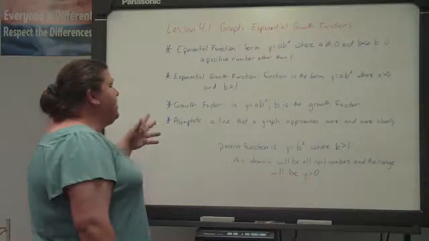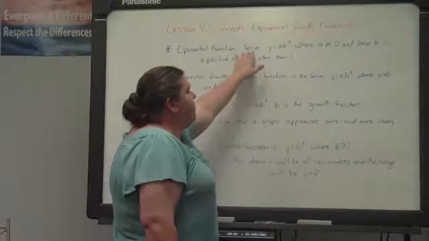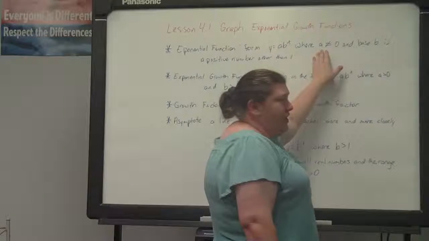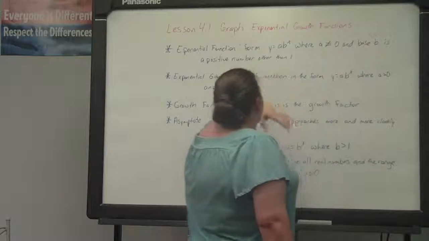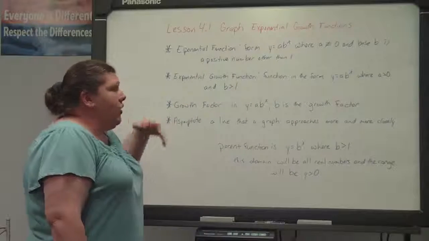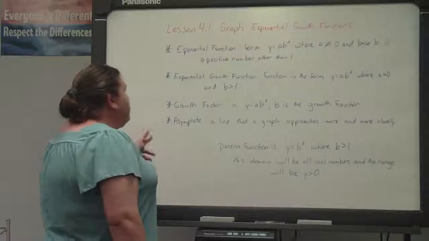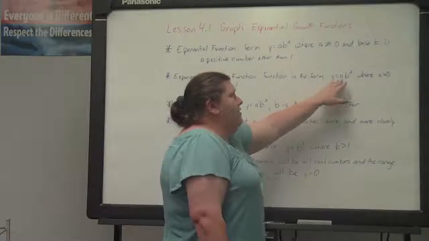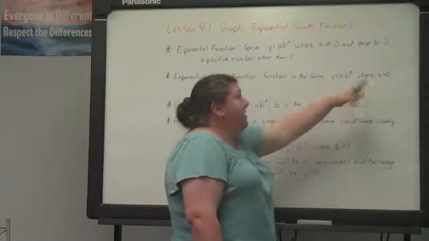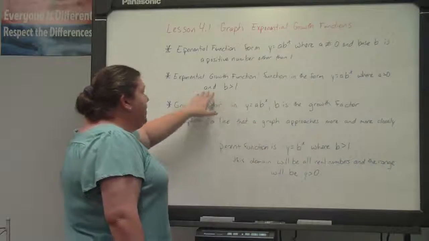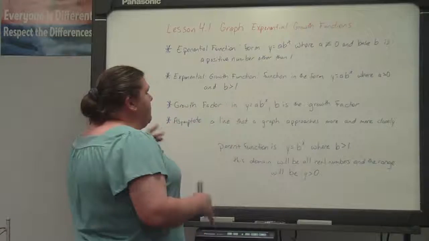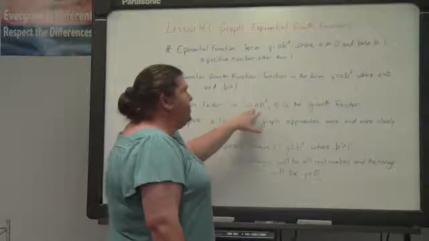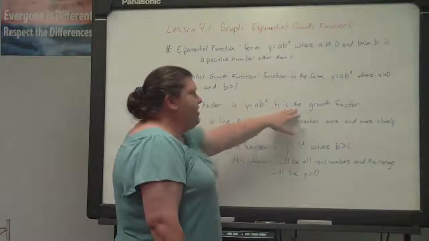The first thing is the exponential function itself. You're going to see it in the form of y equals ab to the x power, where a doesn't equal 0 and the base b is any positive number other than 1. The next one is the exponential growth function. Again, it's a function in the form of y equals ab to the x power, where a doesn't equal 0 and b is greater than 1. So there is a little bit of a difference. And then the growth factor. In y equals ab to the x power, b is the growth factor.